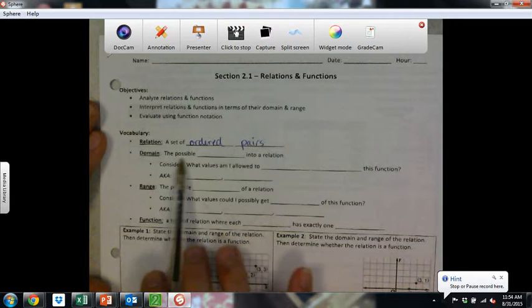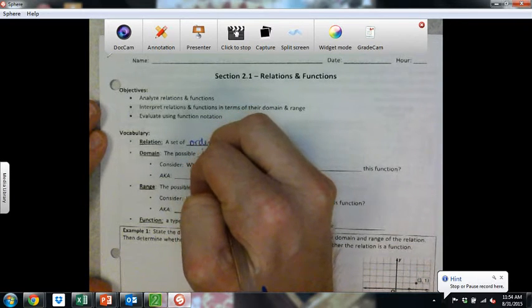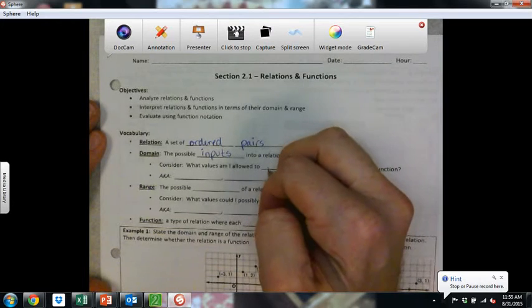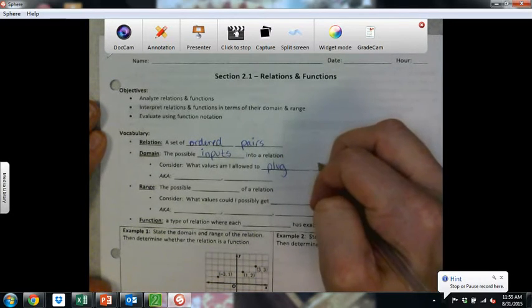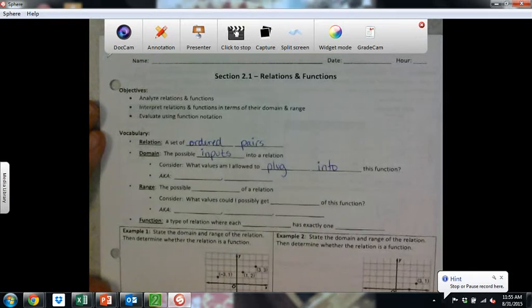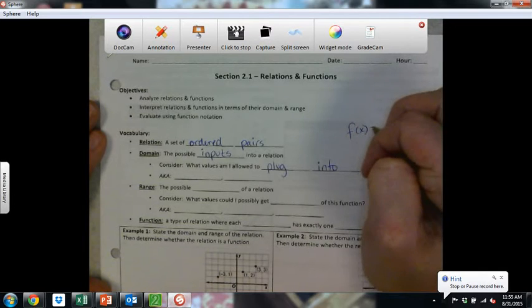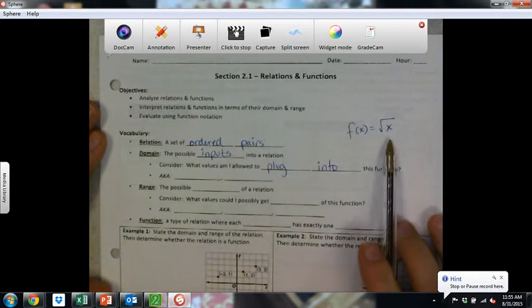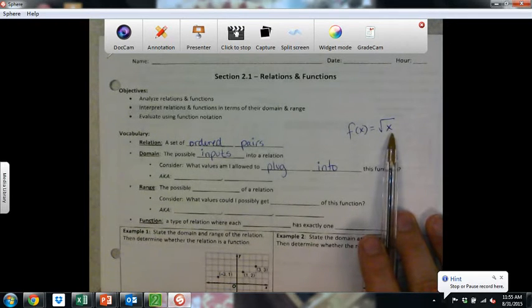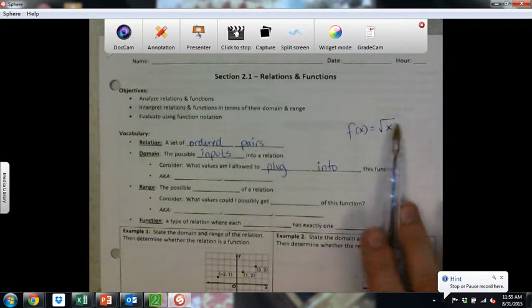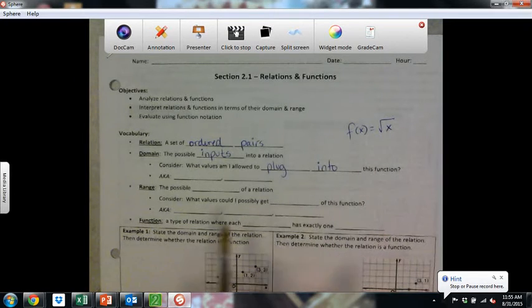The domain is the possible inputs into a function. The domain is what you're allowed to plug into a function. There are times when you're not allowed to plug certain numbers into a function. For example, if I had f of x equals the square root of x, we know that we can't plug a negative number into a square root. That would give us an error on our calculator if we took the square root of perhaps -4. And so that would mean that values that are negative are not in our domain.